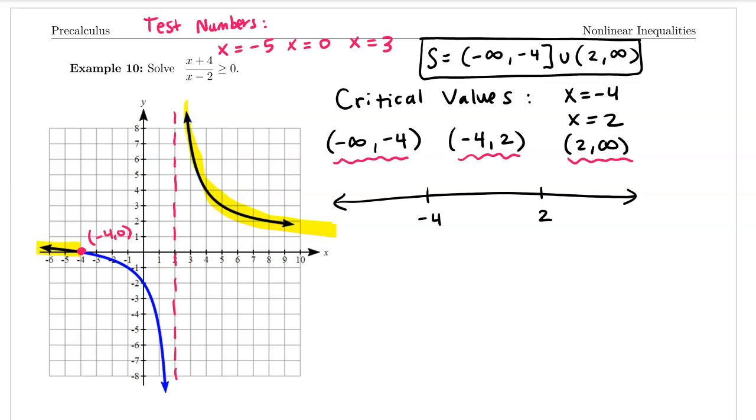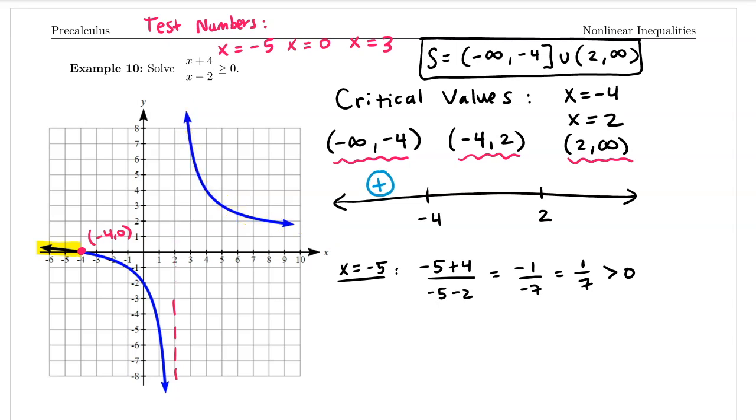Okay, so I've cleaned up my screen a little bit, and let's go ahead and plug in our test numbers into the expression (x + 4)/(x - 2). I'm first testing x = -5, and I'm going to have (-5 + 4)/(-5 - 2). That's going to end up equaling -1/-7, which is 1/7, a positive number. This is greater than 0. So on this subinterval, I'm just going to put a plus sign to indicate that it's positive.